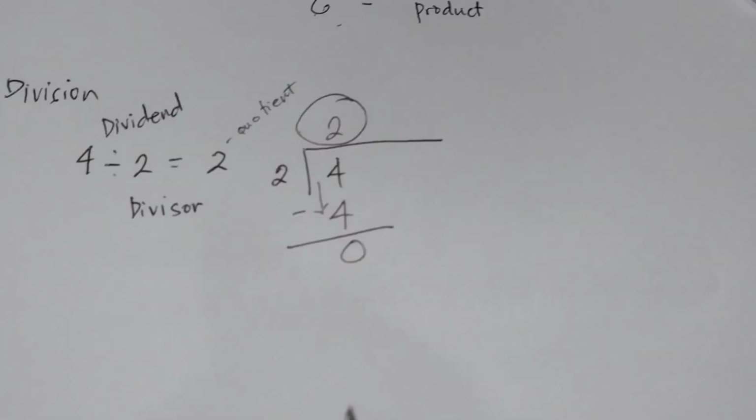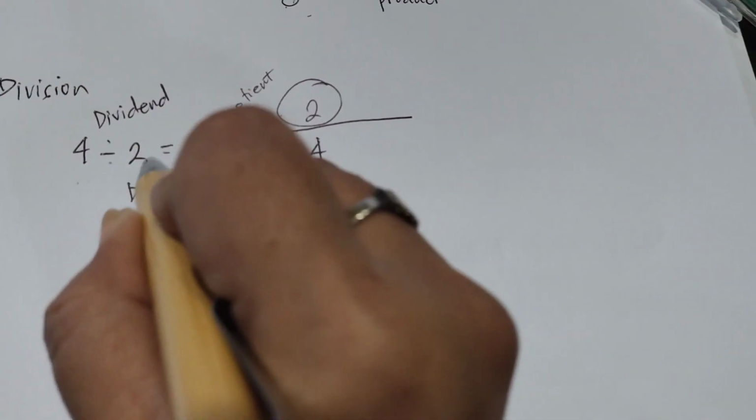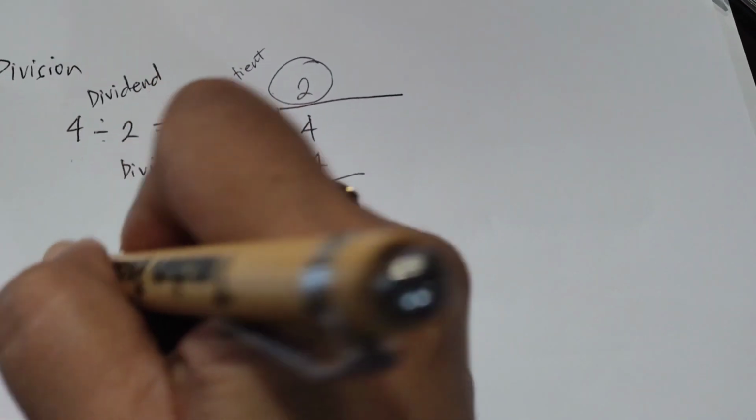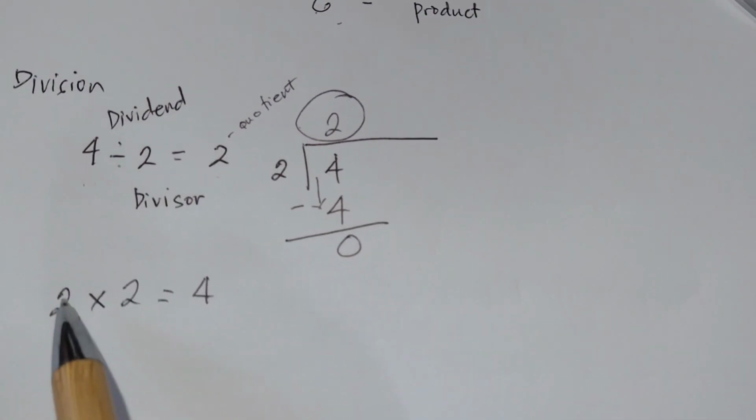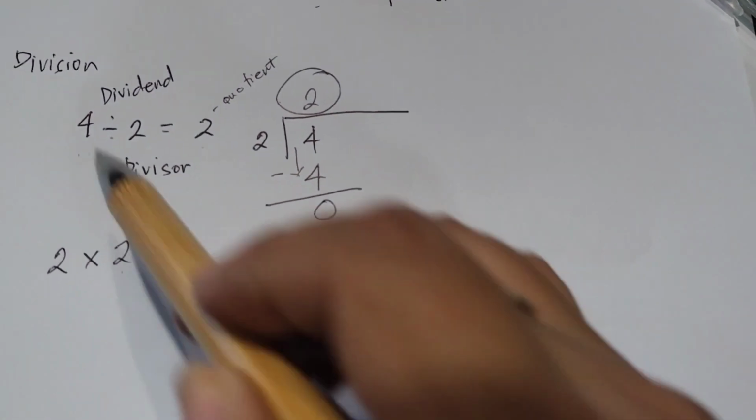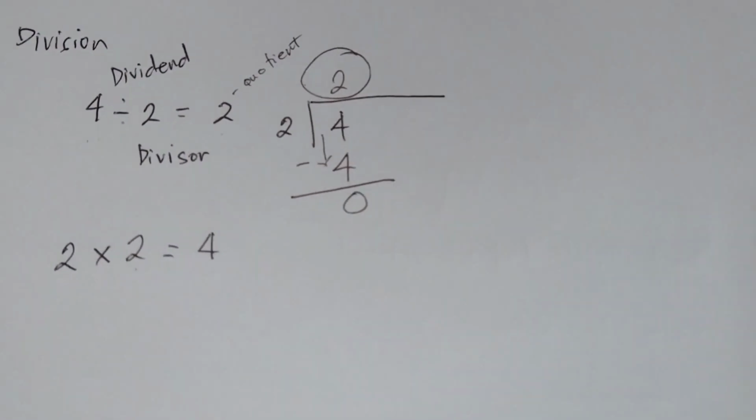So how is it the inverse of multiplication? So if this is 4 divided by 2, you write here 2 times 2 is equal to 4. So you put your divisor here, you put your quotient here, and this will be your dividend. See? Baliktad lang.